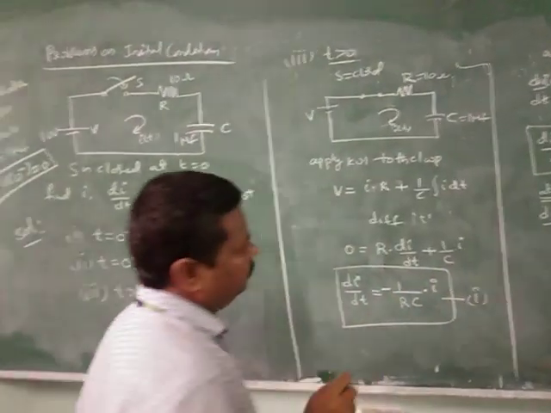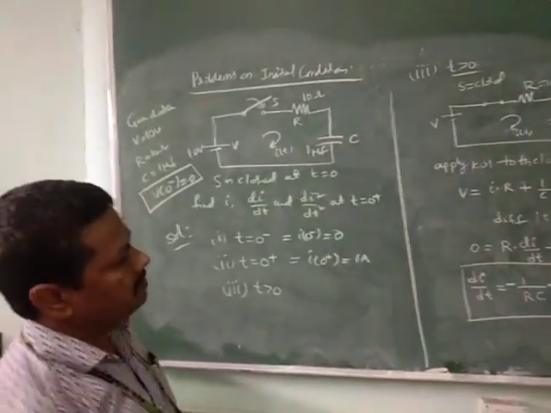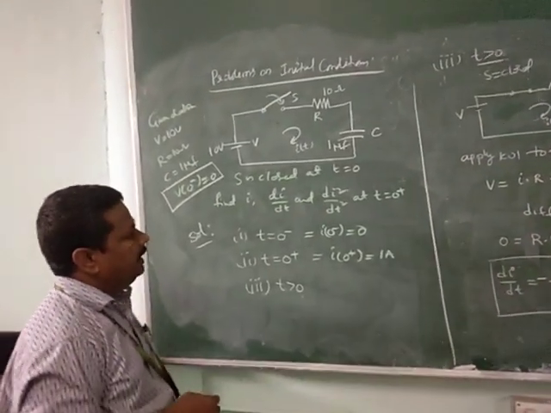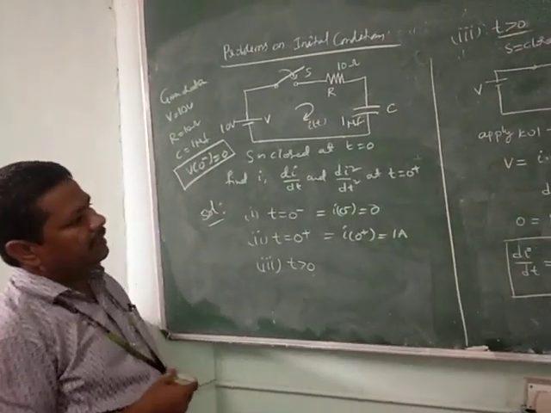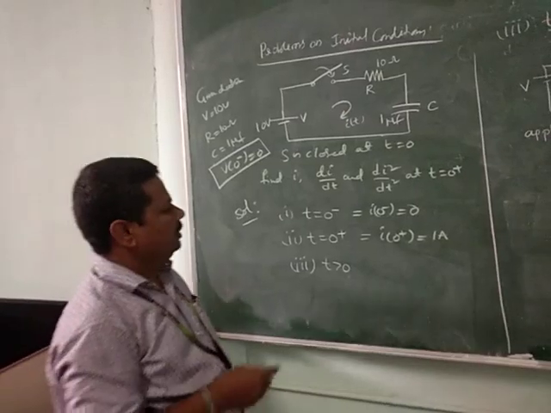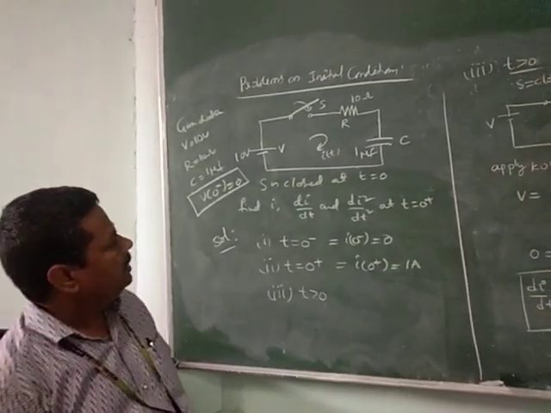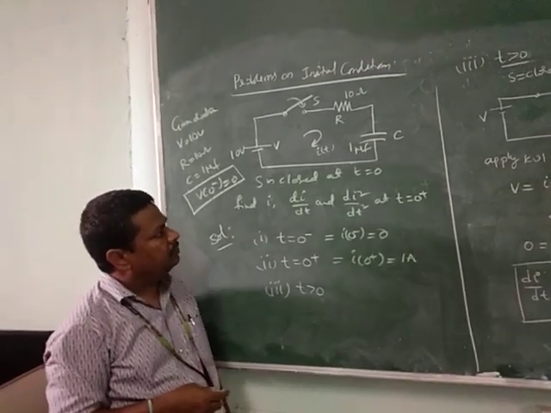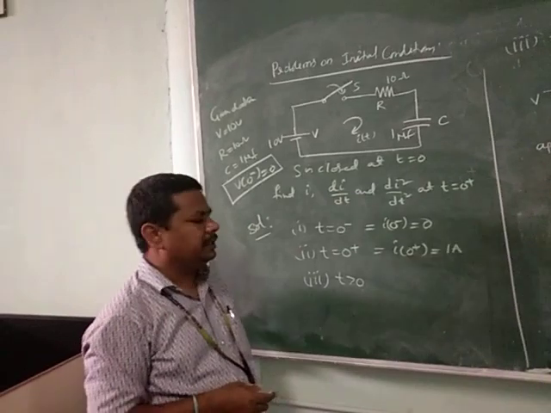Like that, with different values of resistor, inductor or capacitor, we have to find the initial values. These problems are initial conditions, right? Based on this procedure, I request all the students to solve different problems with different values of resistor, capacitor and inductor.